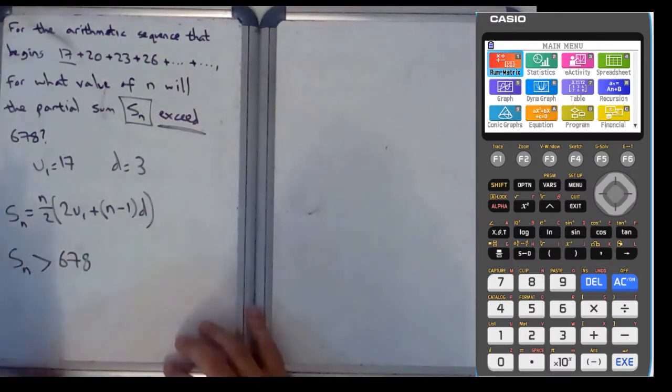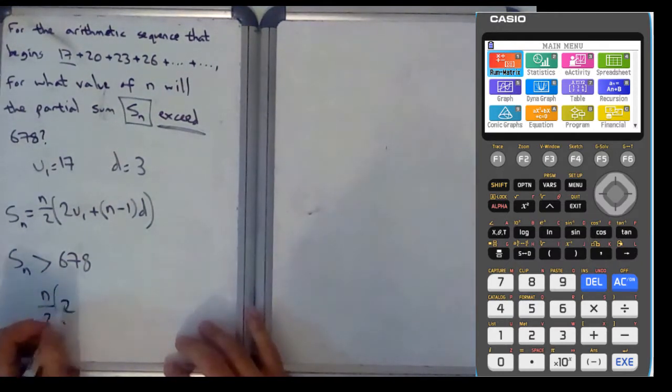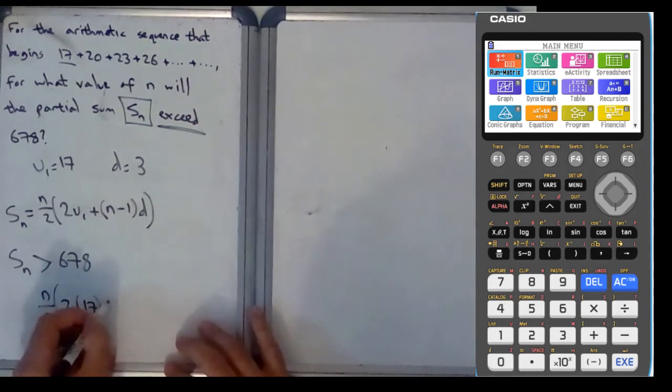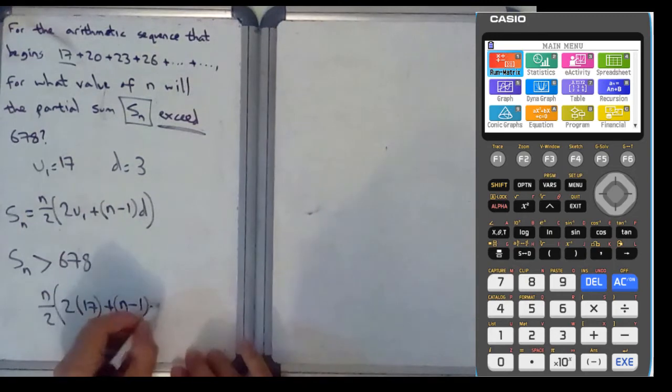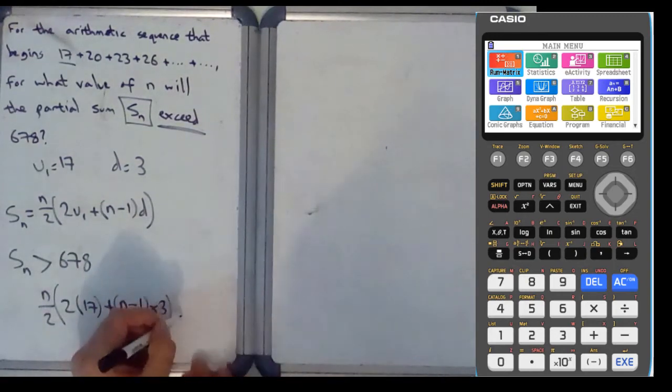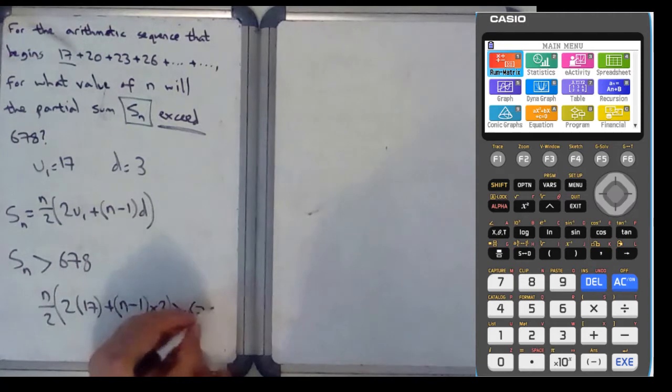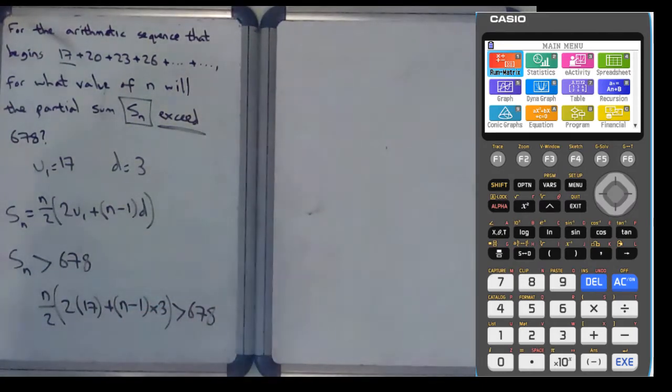So when is n over 2 times (2u1, so 2 times 17, plus (n minus 1) times d, which is 3) greater than 678? And because this is a calculator question, we actually don't need to do any of this sort of processing. You could, if you like, tidy it up a couple more lines. I'm actually just going to go straight to the calculator because it was a calculator question. Time is factored into the fact that you've been allowed technology to solve this.